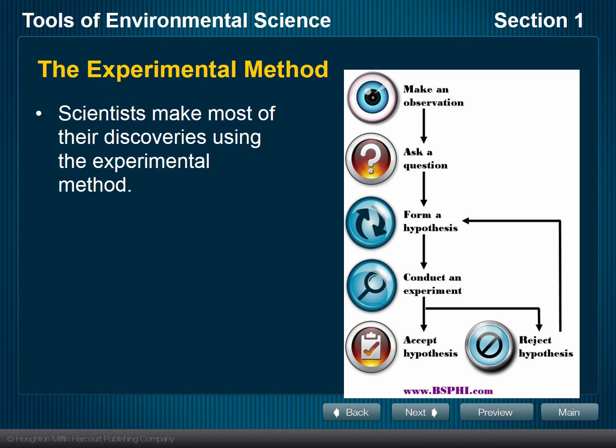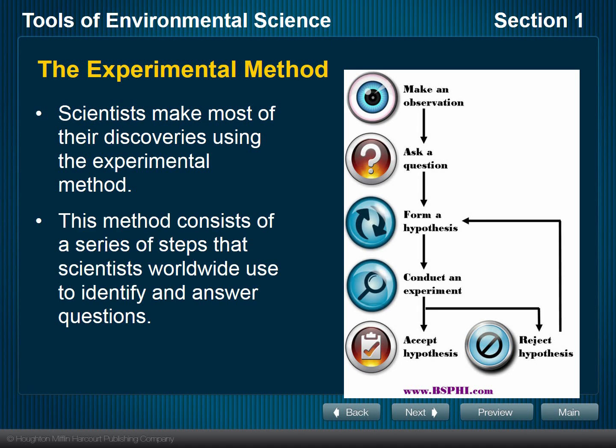Scientists make most of their discoveries using the experimental method. This method consists of a series of steps that scientists worldwide use to identify and answer questions.